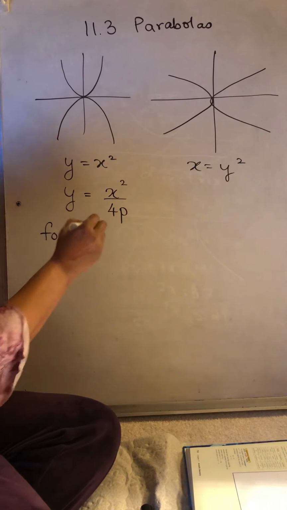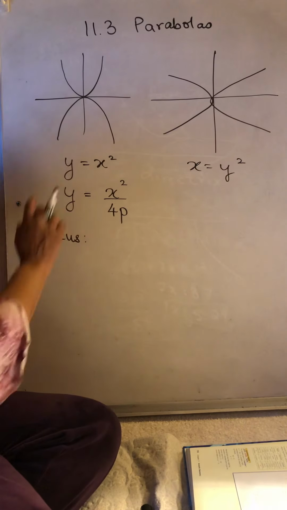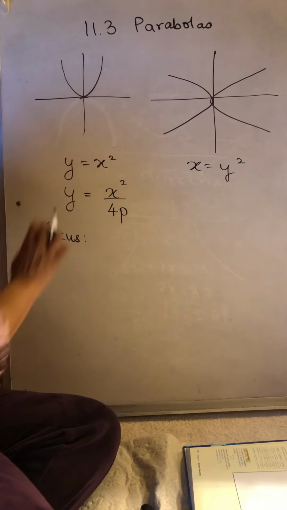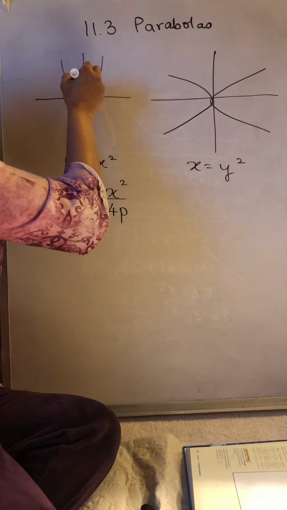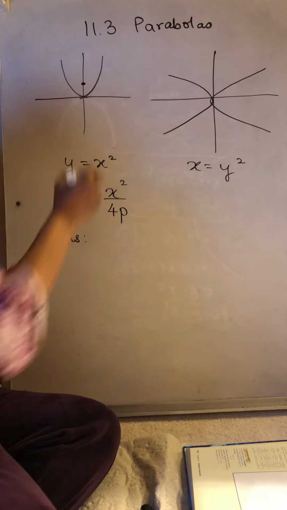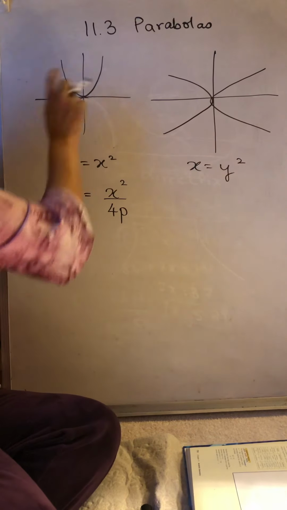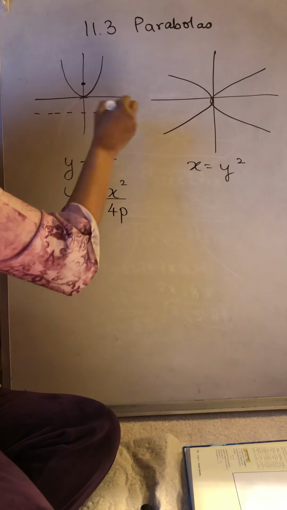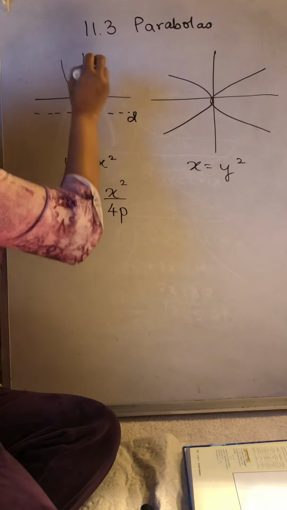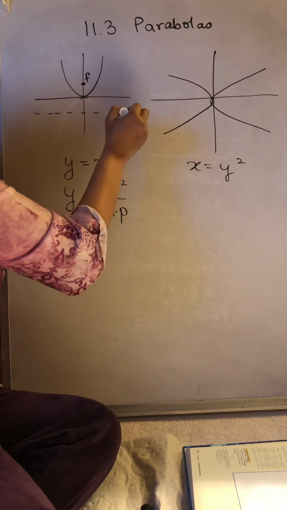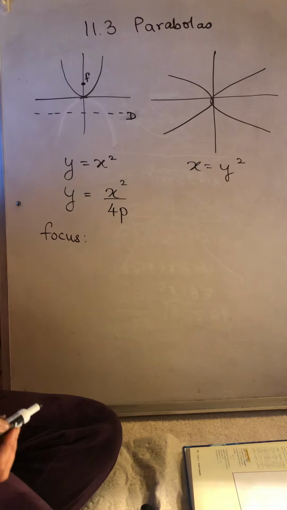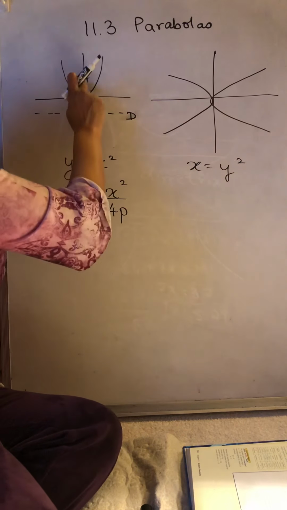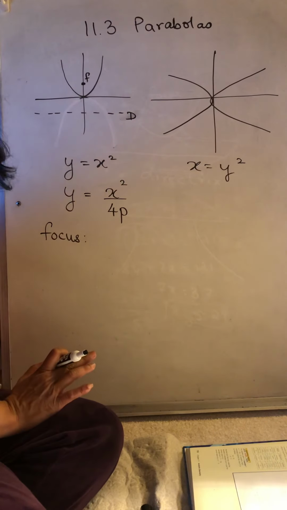If I write this as y equals x squared over 4p, then where is the focus going to be? Suppose I have this parabola. Somewhere here. The focus is not going to be on the parabola, and there is going to be a directrix. So this is my directrix and this is my focus. Let me write it as D because this is a line. The directrix also does not touch the parabola. The focus also does not touch the parabola.